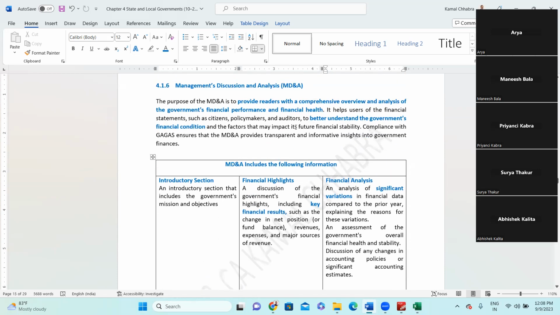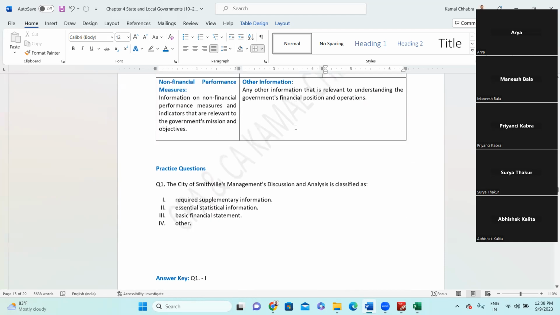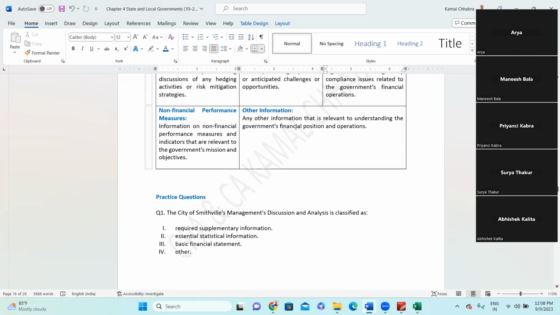Make sense? Any doubts so far? No, sir. Right? Okay, let's do a practice question. There is one question only. The city Smartville's management discussion and analysis is classified as required supplementary information, essential statistical information, basic financial statement, or other. Which category does MDA fall in?